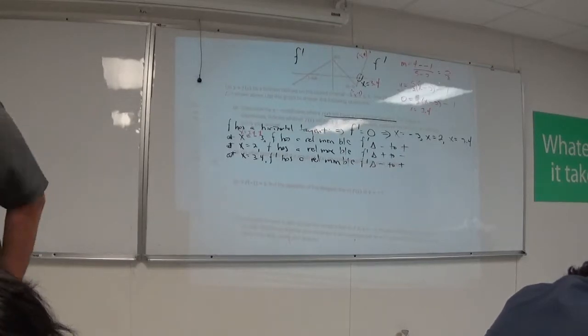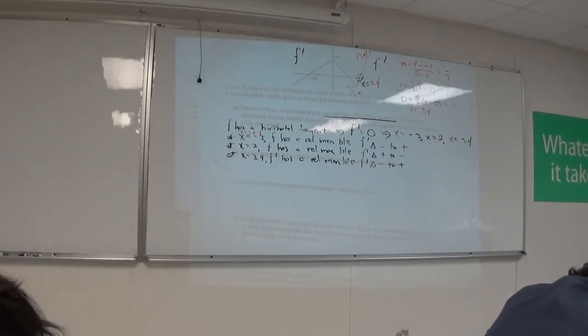Would this be correct? On what interval is F concave up? F is concave up, which means F prime is increasing. So F prime increases from negative 5 to 0.